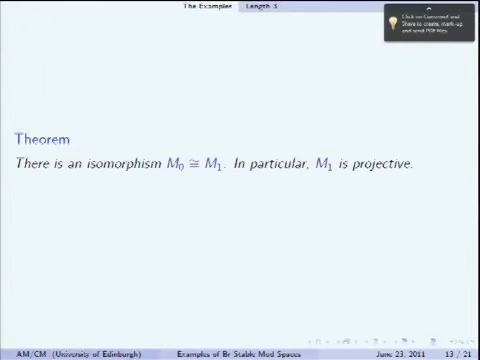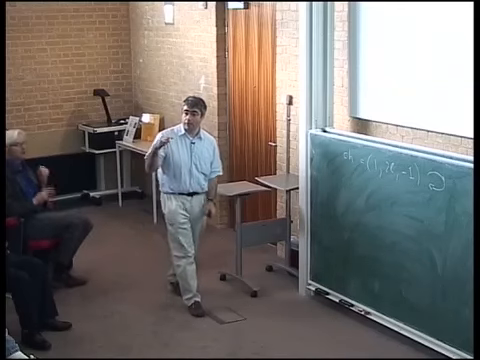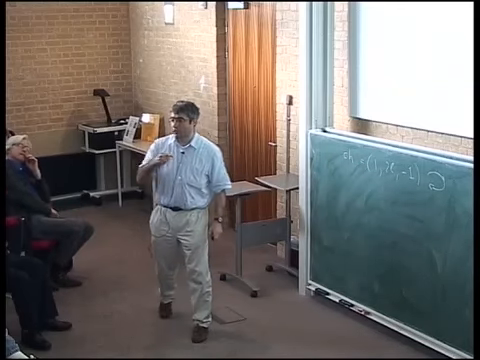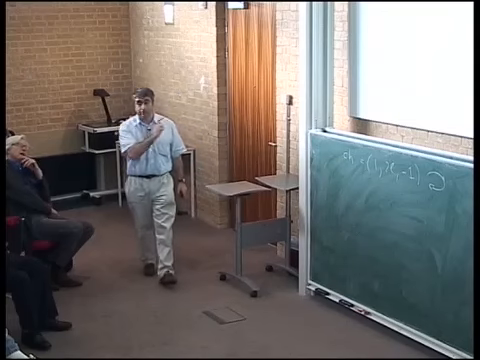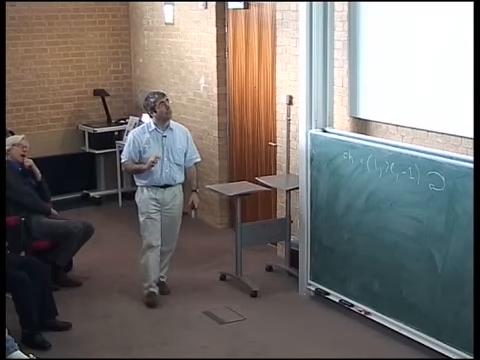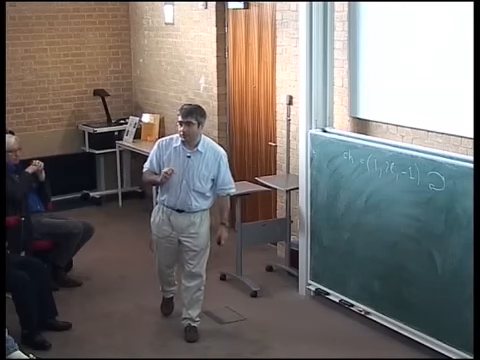Sorry, yeah, maybe I'm going to... That would be my next question. Yes, are they isomorphic? In fact, they're isomorphic, and in particular, M1 is projective. However, they're not isomorphic via this map, because the birational map between M0 and M1 does not restrict to an isomorphism. They're isomorphic for a different reason, which I'm about to explain. And in fact, I don't think that is an isomorphism.